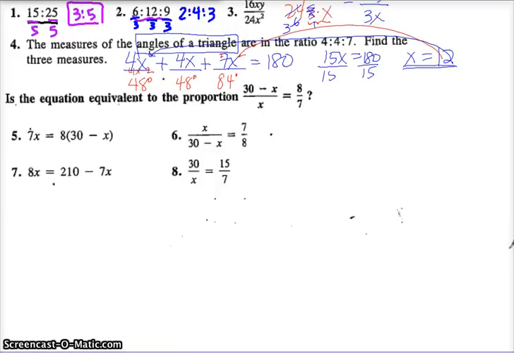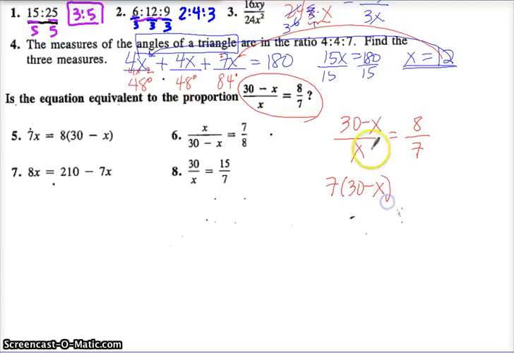Number 5 through 8, it says, is the equation equivalent to the given proportion? So here's my given proportion. Remember, if I'm going to check this, I'm just going to check their cross products, or the product of the extremes and the product of the means. So this is 7 times 30 minus x, if I multiply this way, and this is 8 times x. So the product of the extremes equals the product of the means. So now I need to test that with everything over here. Well, right here I can see number 5 is 7x equals 8 times 30 minus x.